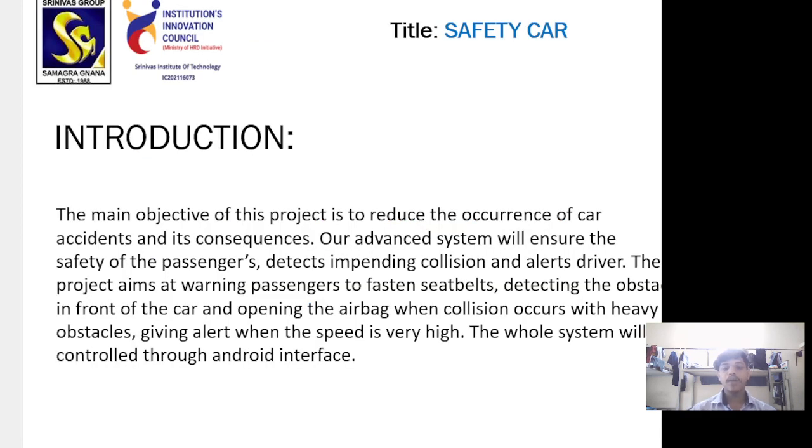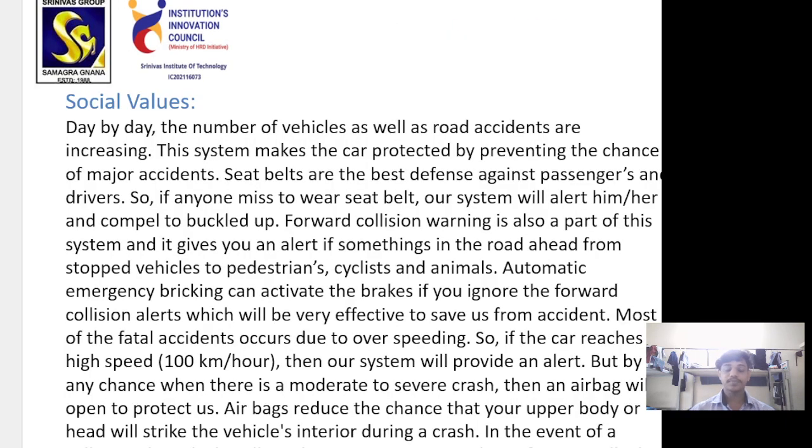Introduction. The main objective of this project is to reduce the occurrence of car accidents and their consequences. Our advanced system will ensure the safety of the passengers, detect impending collisions, and alert the driver. The project aims at warning the passengers to fasten their seat belts, detecting obstacles in front of the car, and opening the airbags when a collision occurs with heavy obstacles, giving an alert when the speed is very high. The whole system will be controlled through an Android interface.